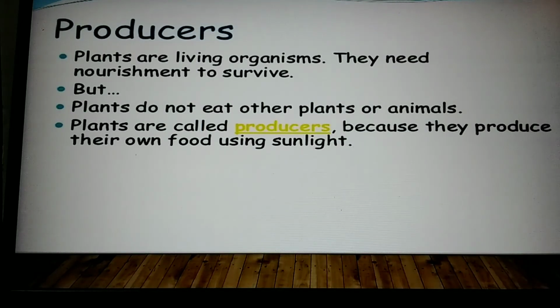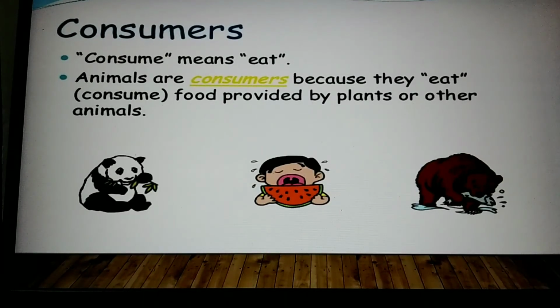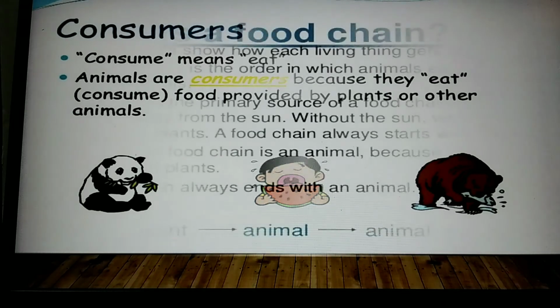Now, what are producers? Plants are living organisms. They need nourishment to survive. But plants do not eat other plants or animals. Plants are called producers because they can produce their own food using sunlight. Consumers: consume means eat, take from others. Animals are called consumers because they eat food provided by plants or other animals.